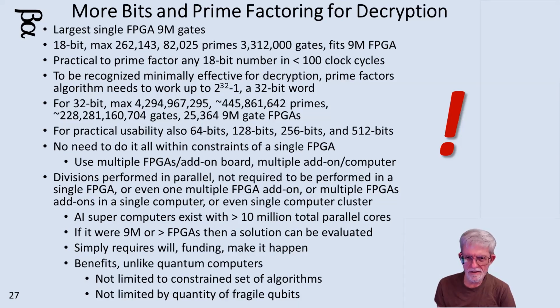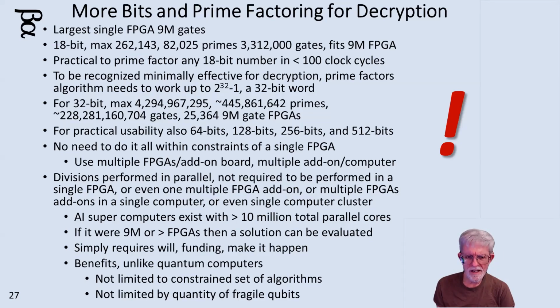100 clock cycles, even at the megahertz level, means I can solve prime factors 18 bits wide all day long, and you'd never even see it delay. But if I wanted to do that for a much larger number, let's say a 32-bit number, I would need 25,364 of these 9 million gate arrays.